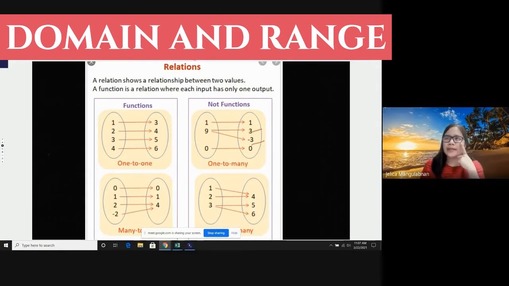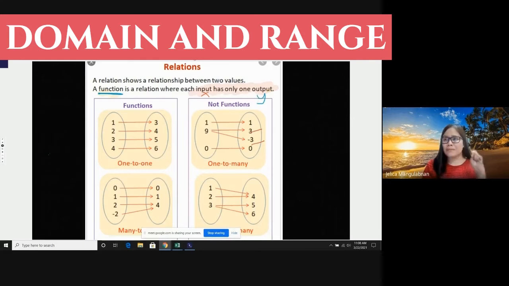However, not all relations are functions. Again, I repeat, not all relations are functions. So how can we tell if the given relation is a function or not? From the definition itself, each input has only one output. Take note, the input is the x value or the domain, and the output is the y value or the range.